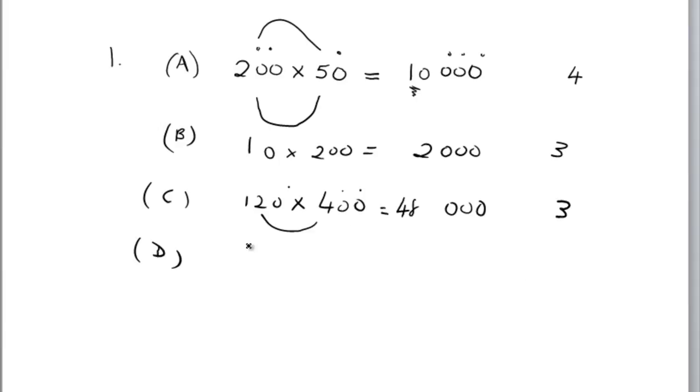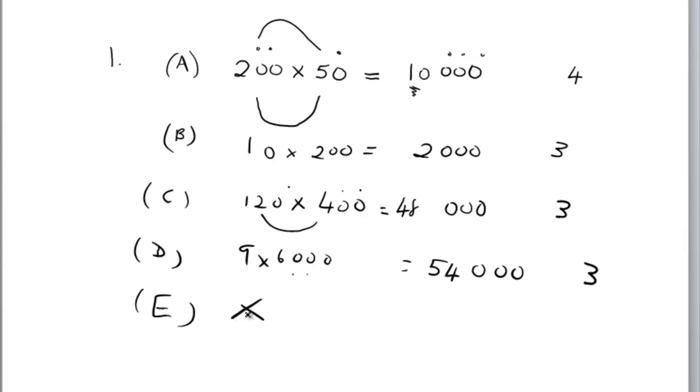D, 9 times 6,000. 1, 2, 3 zeros. 9 times 6 is 54. So 54,000, which is again actually the biggest one, but still only 3 zeros. E, well, they're not all the same. So my answer is A.